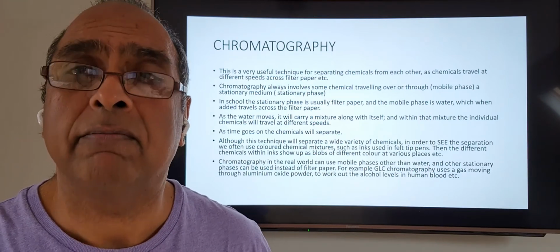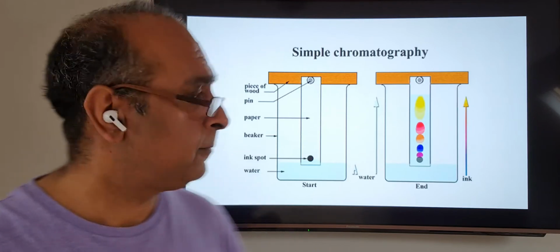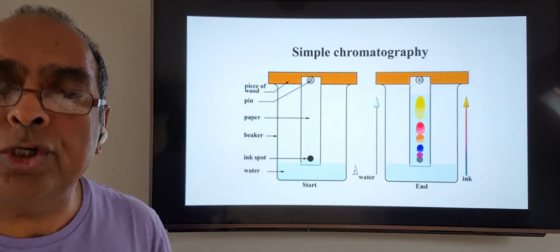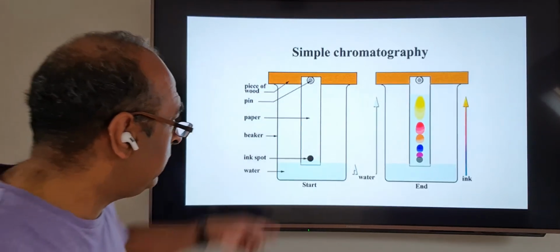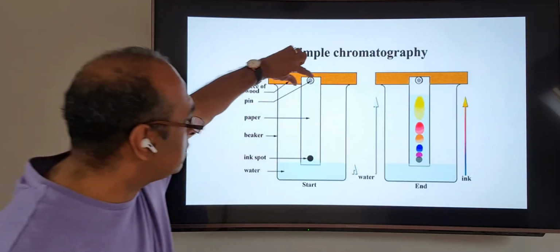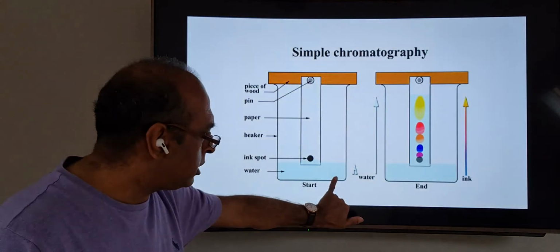There are loads of them. Let's teach you something else though. That is what you do is called simple chromatography. You remember doing it like this? This is a filter paper. This is water.